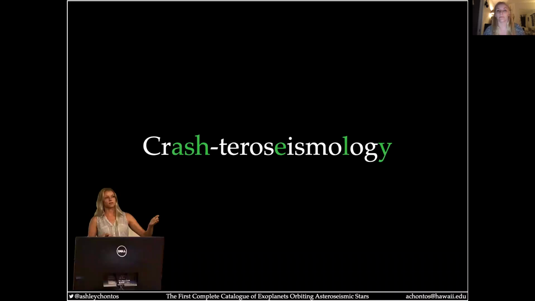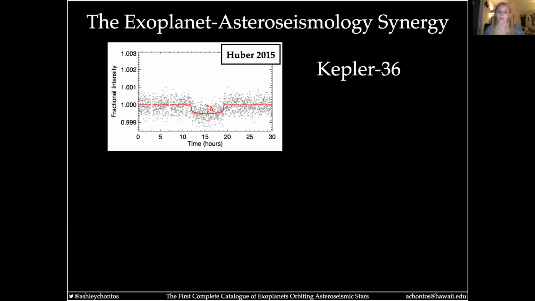discussing it anyway. Specifically for this brief summary, I wanted to start with an example that really showcases the synergy between asteroseismology and exoplanet science. To do so, I'll start with a phase-folded light curve for Kepler 36. The best fit model is shown in red, which is centered around the primary transit, and the depth is an indirect measurement of the ratio of the sizes of the planet and star through basic geometry.